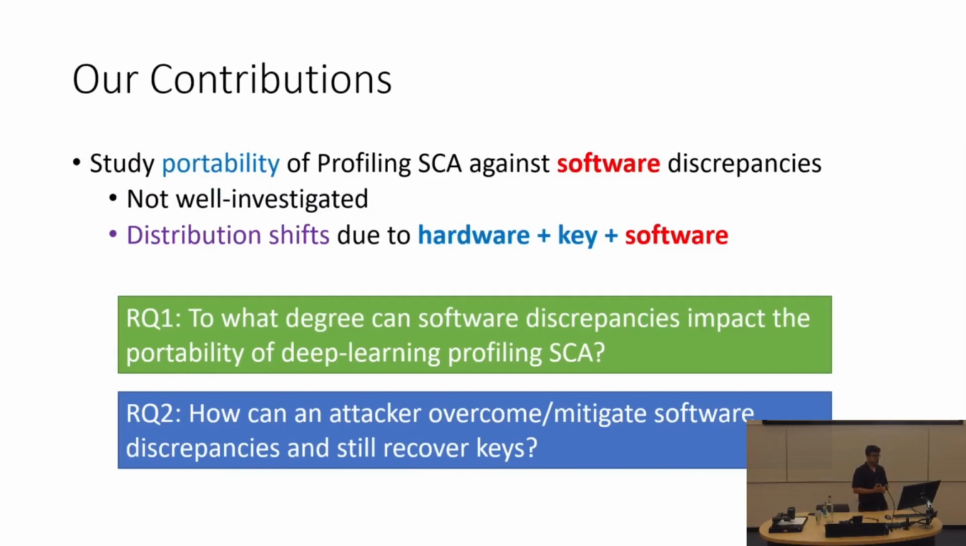So, our contributions. We want to explore the portability of side-channel attacks against software discrepancies, which have not been explored too much. So the overall motivation is we want to look at distribution shifts caused by hardware, key, and software discrepancies. And we wish to answer two research questions by this paper. The first research question is, to what degree can software discrepancies impact the portability of deep learning profiling side-channel attacks? And the second research question is, how can an attacker overcome or mitigate software discrepancies and still recover keys?